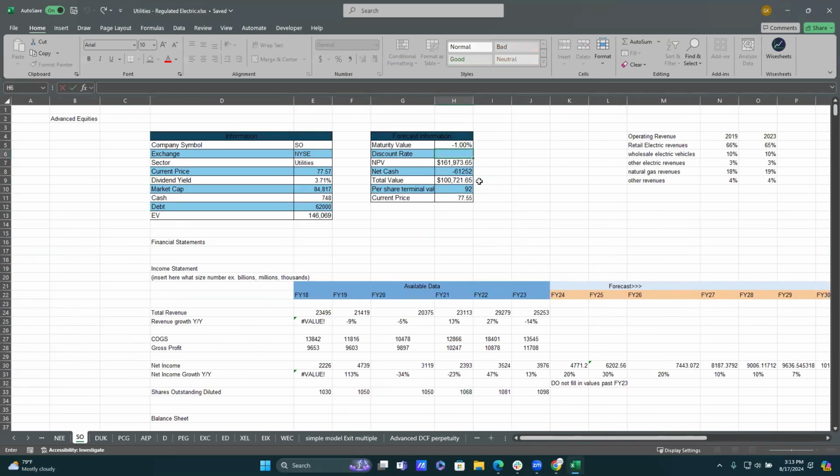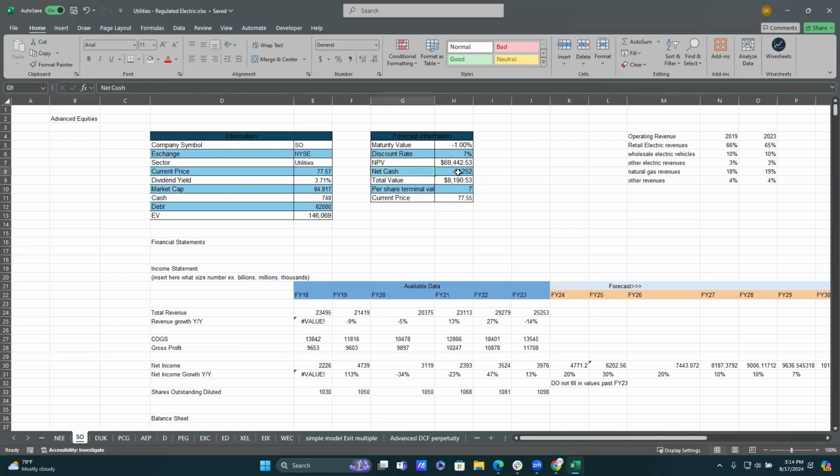Also, what I do here is, this maturity value should already be there in the model. Discount rate, we've covered that in a different video. We covered that in webinar 2. So if you want to know more about that, you can go back and watch that to understand what the discount rate is. Same thing with net present value.